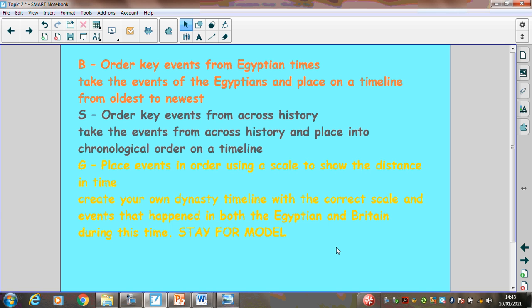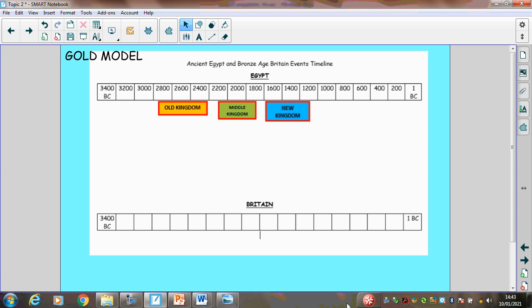All right, so not only are you going to be thinking about what happened in ancient Egypt during that time period, you're going to be thinking about what was happening in Britain at roughly around the same time. And in Britain, it was the Bronze Age. So that's what that time was in Britain. If we were back in school, I would have shown you this example, but I'm going to show you one that I drew out.